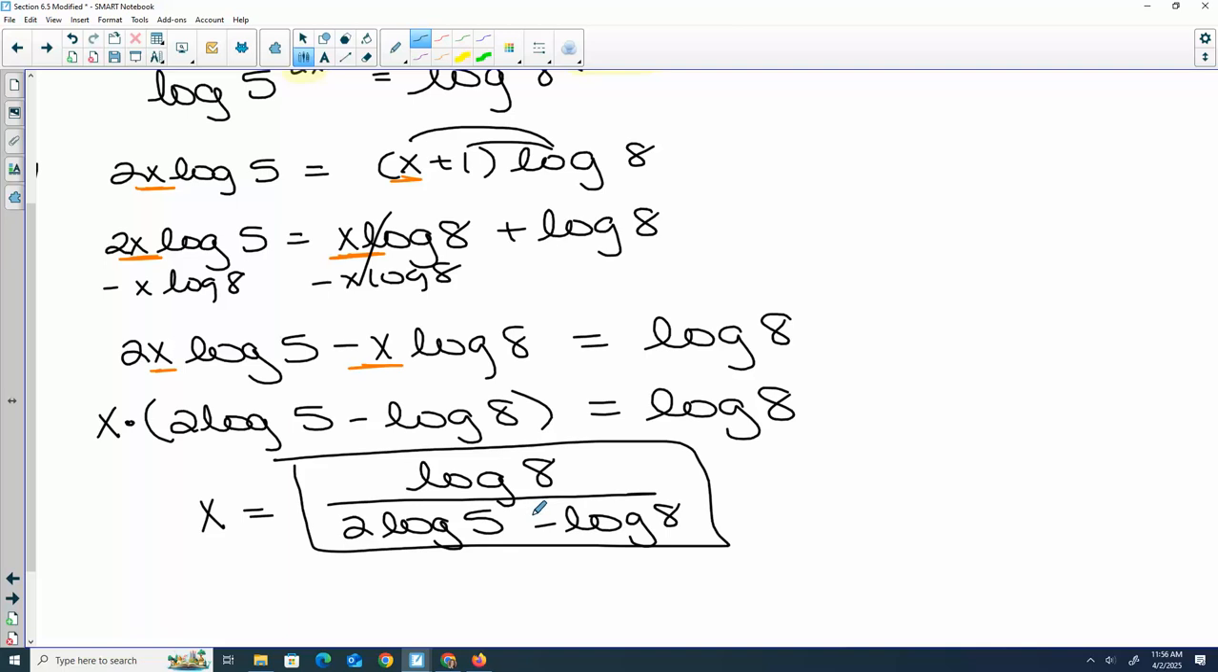Now, if you are putting that one in your calculator, you will have to be a little bit careful. You have the log 8 divided by, then you need another set of parentheses: 2 log 5 minus log 8. So since the bottom has 2 terms, you need a set of parentheses around the whole thing. Or type it in where you can view the fraction and make sure you get the right things on the bottom.